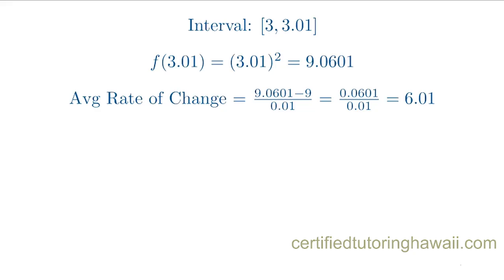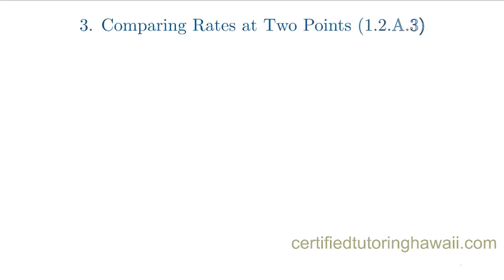This process of getting closer and closer is how we use average rates of change to find the exact rate at a single point. Next, let's address how to compare rates of change at two different points. Our third objective is to understand how we can compare the rate of change at two different locations on a function. The method is straightforward. For each point, you'll find the rate of change and then simply compare the resulting numbers.